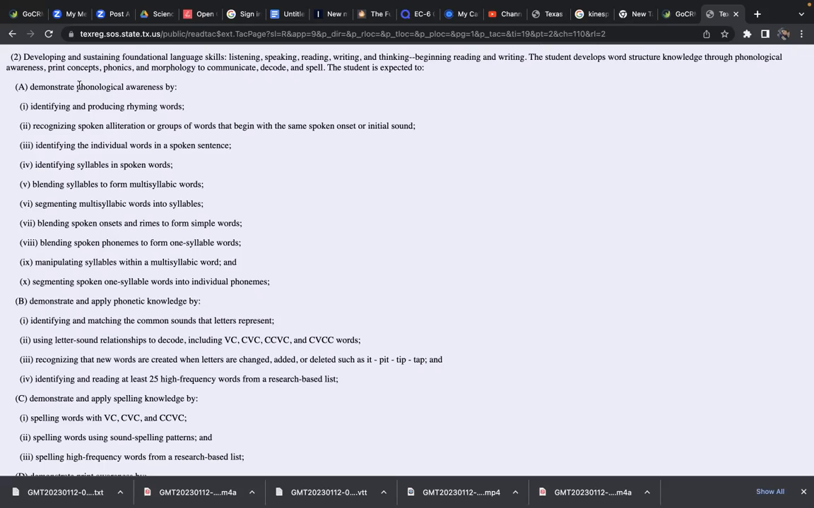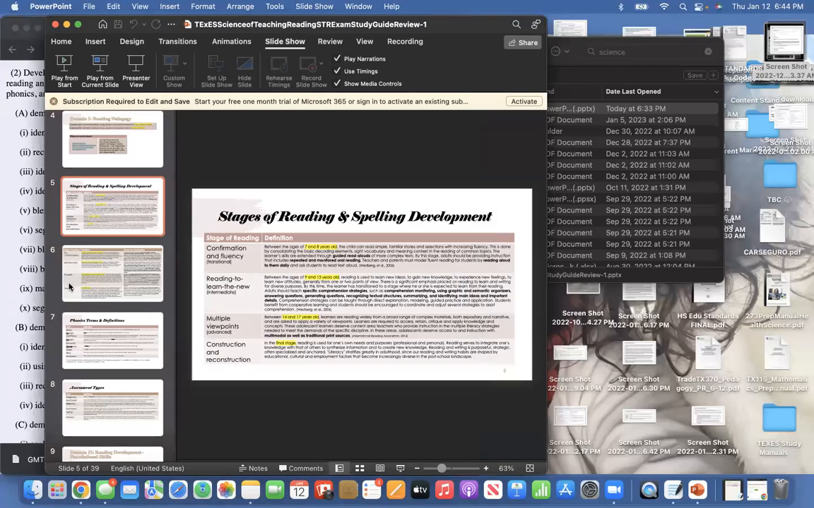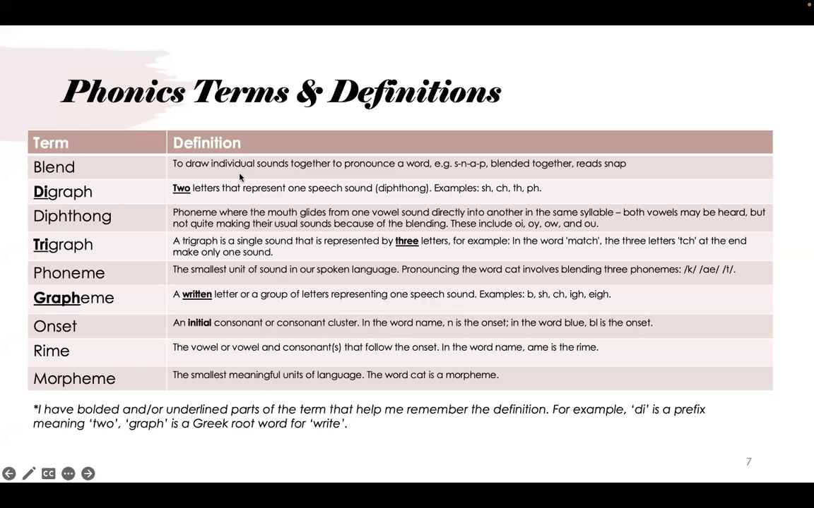So in order for the student to demonstrate phonological awareness, they have to identify and produce rhyming words, recognize spoken alliteration or groups of words that begin with the same spoken onset or initial sound. And those were some of the definitions that we were seeing. We see blend, we see onset here. Onset, the initial consonant cluster.